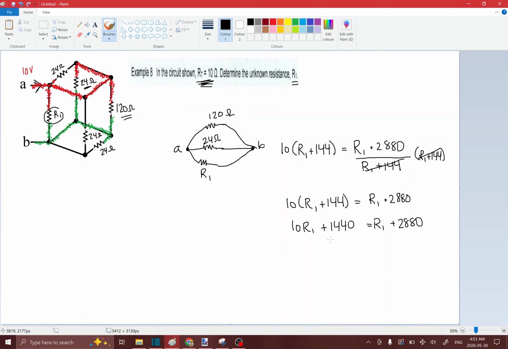Okay, then we can expand these, so we'll get 10 R1 plus 1440 is equal to R1 times 2880. We can move the R1 to the other side, so now we'll have 9 R1, and we can move the 1440 to the other side, and we'll have 2880 minus 1440, that's just equal to 1440. And then we just divide both sides by 9. So that'll be, let's see, just pulling out my calculator again. 1440 divided by 9, that's 160. And that's all there is to it. So that's going to be 160 ohms, and that should be the answer.